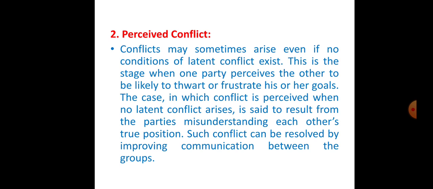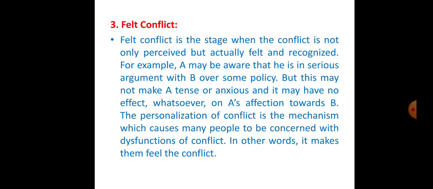The next important stage is perceived conflict. It may sometimes arise even if no conditions of latent conflict exist. This is the stage when one party perceives the other to be likely to thwart or frustrate his or her goals. So that is the case in which conflict is perceived when no latent conflict arises. It is said to result from the parties misunderstanding each other's true position. Such conflict can be resolved by improving communication between the groups.